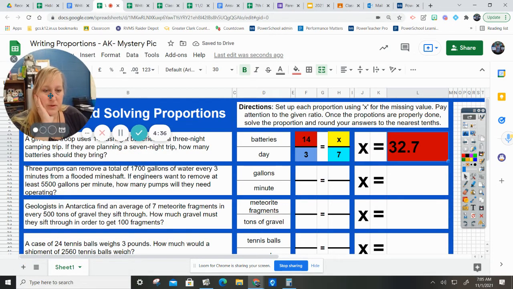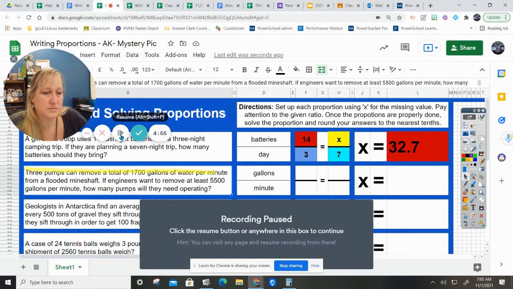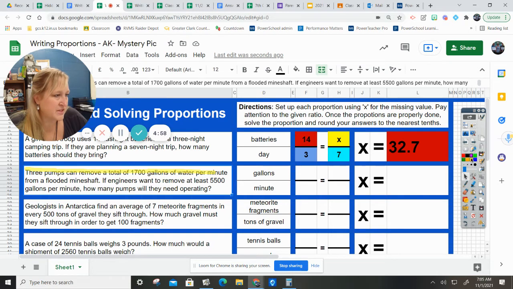All right, now we have problem number two. Problem number two reads, 3 pumps can remove a total of 1,700 gallons of water every minute from a flooded mine shaft. If engineers want to remove at least 55 gallons per minute, how many pumps will they need operating? Okay. So I will say that this one almost got me. Okay. So it's 1700 gallons.